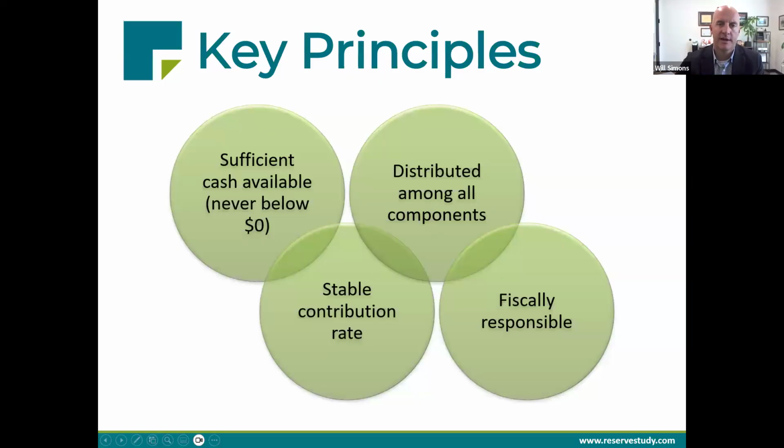Okay, we want to have a stable contribution rate. What that means is you should not have a huge yo-yo effect. The tail doesn't wag the dog. You don't fund a bunch of money in reserves one year because you have a big project and then drop it back down and back up again and back down. It is normal and appropriate to have some kind of inflationary increase each year. You bump up your reserve number by a couple percentage points each year to keep up with inflation. That's very appropriate, but it should not be peaks and valleys.